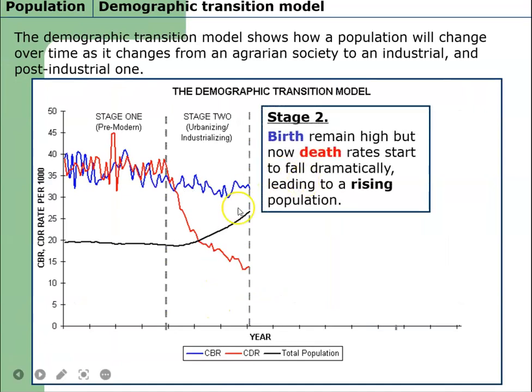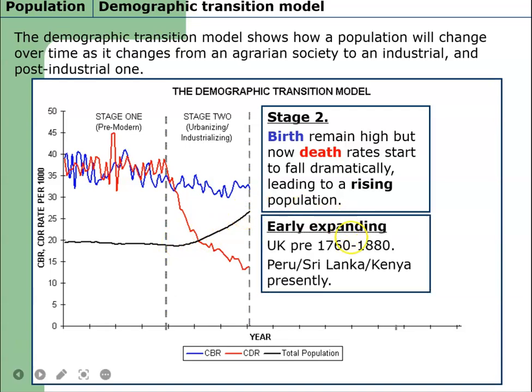Here we can discuss stage 2 of the demographic transition. Birth rates remain high, but now death rates start to fall dramatically, leading to a rising population. So this is the second stage. Examples include the UK from 1760 up to 1880. Peru, Sri Lanka, and Kenya are presently in this stage.